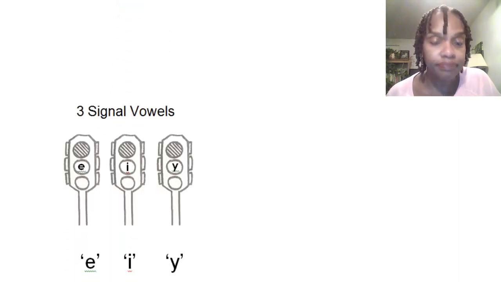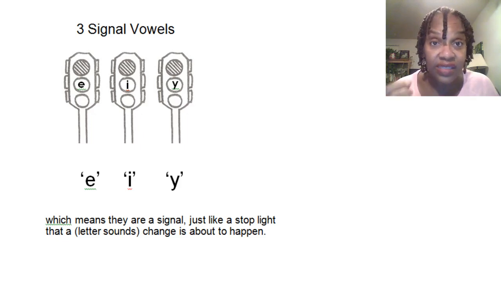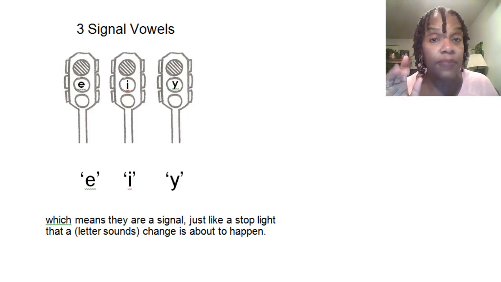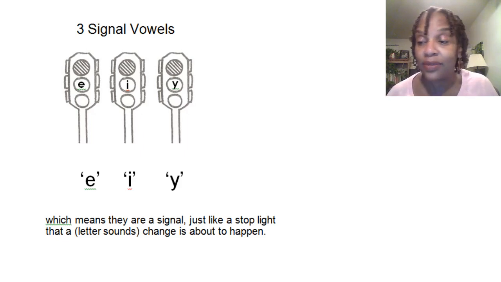Here we go. Now, in today's class, we're going to talk about signals. More specifically, we're going to talk about 3 signal vowels. And the 3 signal vowels are the letters E, I, and Y. And the reason they're called signal vowels is because, like a stoplight, they serve as a signal. And whenever you see one of these vowels, E, I, or Y, after a specific letter, it's your signal that a sound change is about to happen, all right?